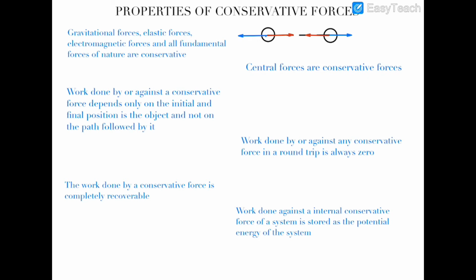Now the work done by or against a conservative force depends only on the initial and final position of the object and not on the path followed by it. This point has been discussed already on the first page. The fourth one is that the work done by or against any conservative force in a round trip is always zero. In a round trip, no matter by which path it is completed, the displacement of the object is zero as its initial and final points are the same. Therefore the work done by any conservative force in a round trip will always be zero.